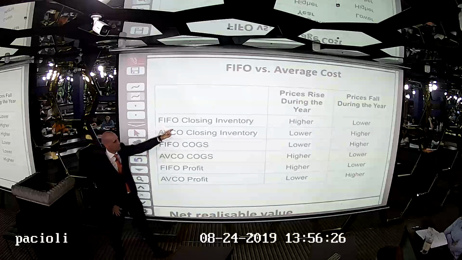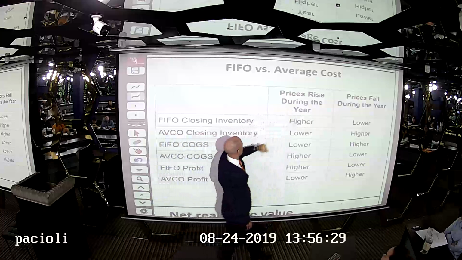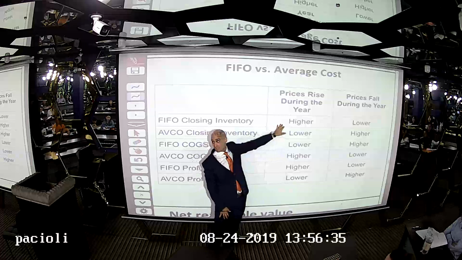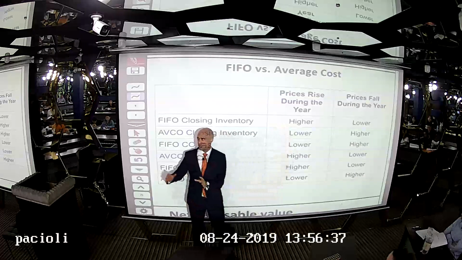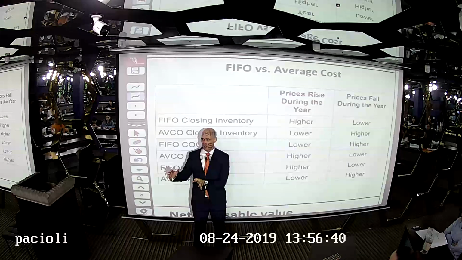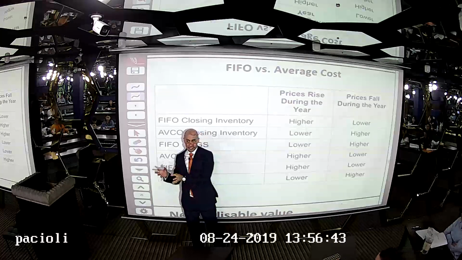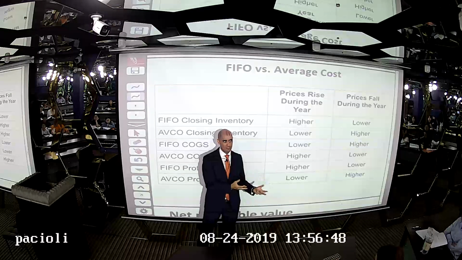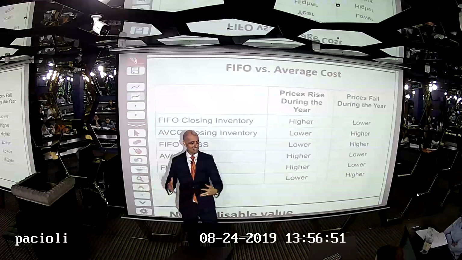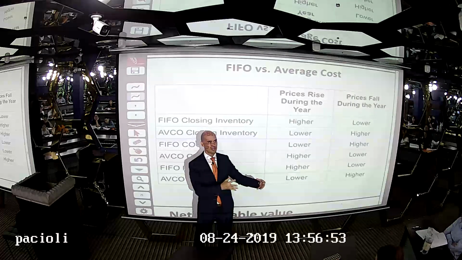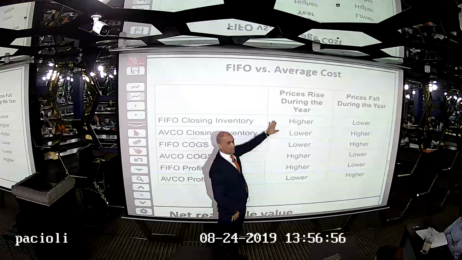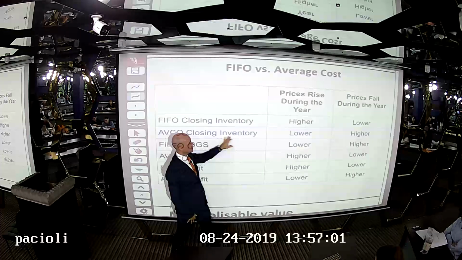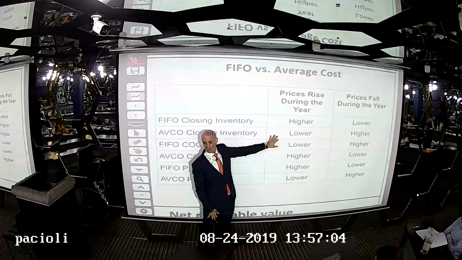So when prices are going up, the FIFO closing inventory is going to be higher. It's because with FIFO, if prices are going up, the beginning inventory is cheap, the ending inventory is expensive. So in FIFO, you sell the cheap inventory first, you are left with the expensive inventory. So the FIFO closing inventory will be higher. And for the average cost, the closing inventory is going to be lower.